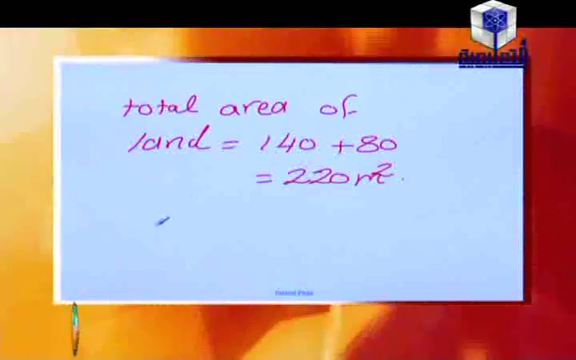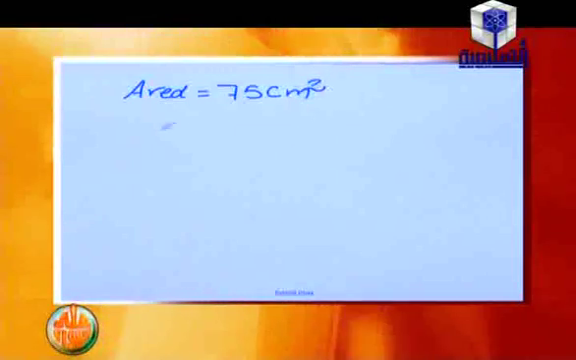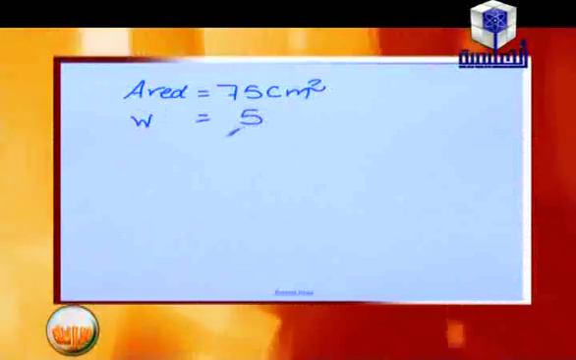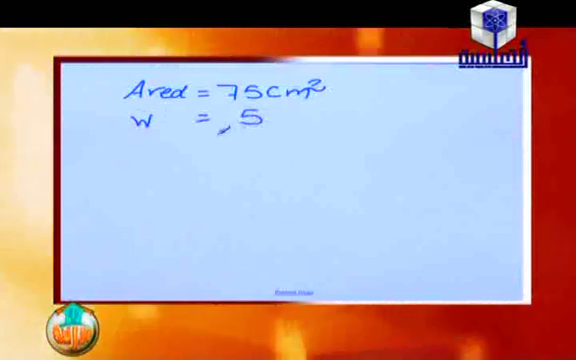Okay. Question number 4, Mr. Ahmad. A. If the area of a rectangle is 75 square meters and its width is 5 centimeters. Find the ratio between the length of the rectangle and its perimeter in the simplest form. Again, we have the area of a rectangle, which is 75 square centimeters, and its width equals 5 centimeters. The ratio between the length of the rectangle and its perimeter.